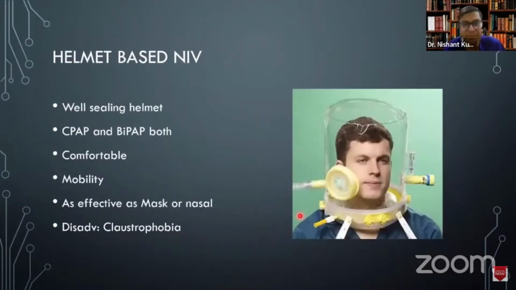So we have the helmet-based NIV, almost like an astronaut. It's a well-sealing helmet. You can give both CPAP and BiPAP. It is comfortable. You can move around. It is as effective as the mask. The only thing is that it is a bit clumsy, but you can talk and you can see around, and you don't have a tightness around your head and neck.